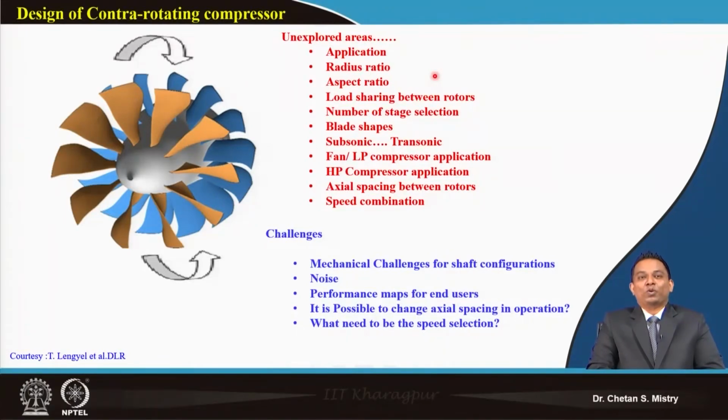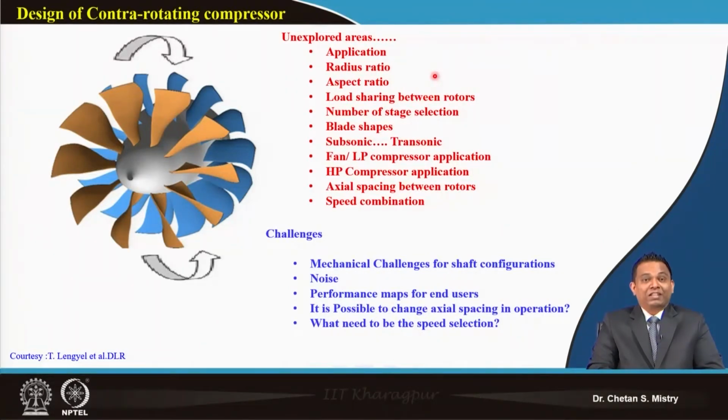Load sharing between these two rotors we will discuss today when we start with the design. What needs to be the load distribution between the two rotors? If you recall, when we talked about multi-stage configuration, we discussed the pressure rise per stage. Here, per rotor we need to find the aerodynamic loading. What is the pressurizing capacity of one rotor, what is the pressurizing capacity of the second rotor, and what is the pressure rise of the full stage? That needs to be explored.